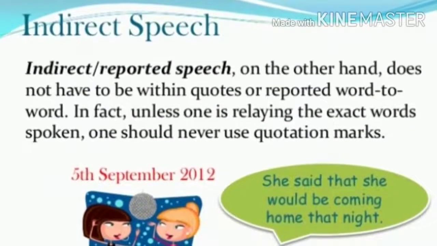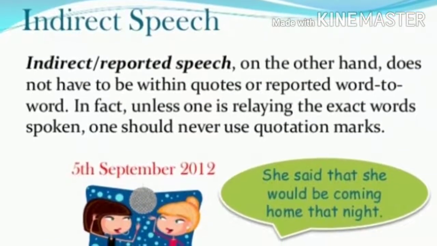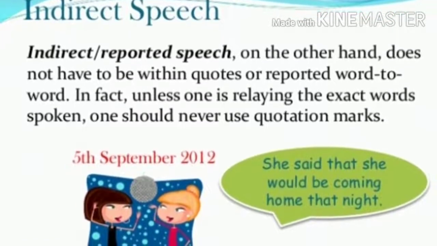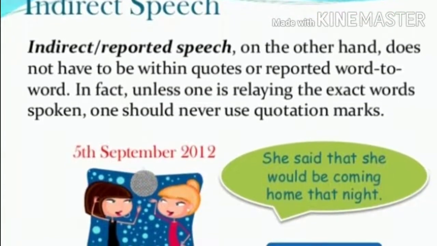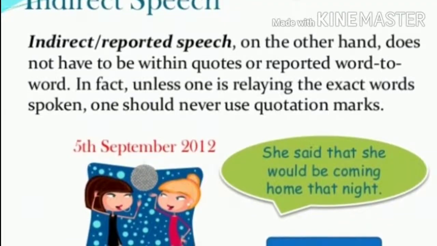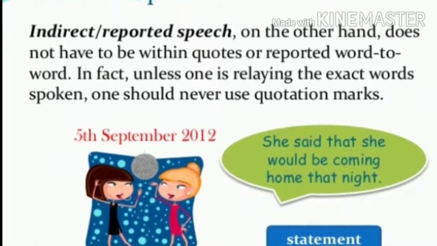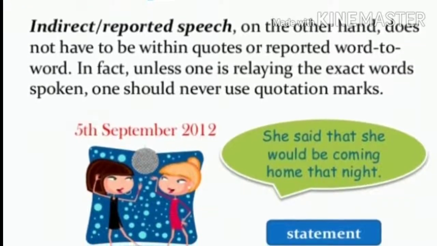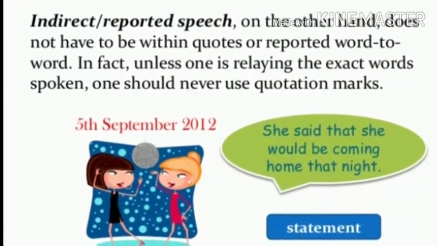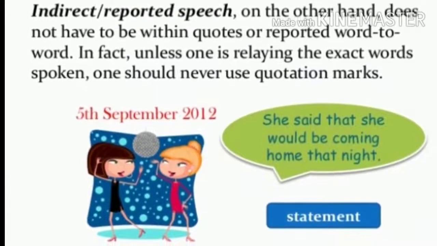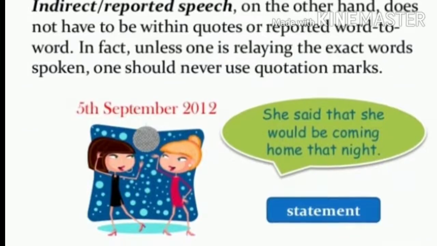Let's check out what is indirect speech. Students, indirect speech or reported speech, on the other hand, does not have to be within quotes or reported word to word. In fact, unless one is relaying the exact words spoken, one should never use quotation marks. Getting my point? For example, you can see it's given here: She said that she would be coming home that night. Got it? So here there is no need of putting it into quotes, no quotation mark is required.